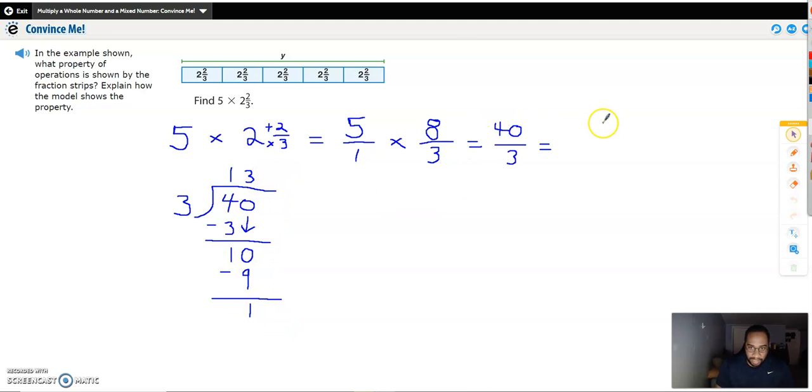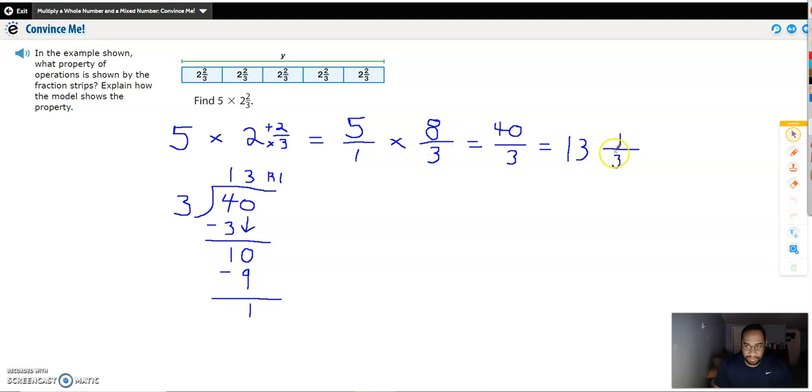So it's a remainder. What we do with that remainder, we turn it back into a mixed number. So the whole number will be 13. We already know our denominator because remember, our denominator doesn't change. It's 3. And what's left over? The 1, right? So that 1 that's left over becomes 1/3. So our answer for this problem would be 13 and 1/3.